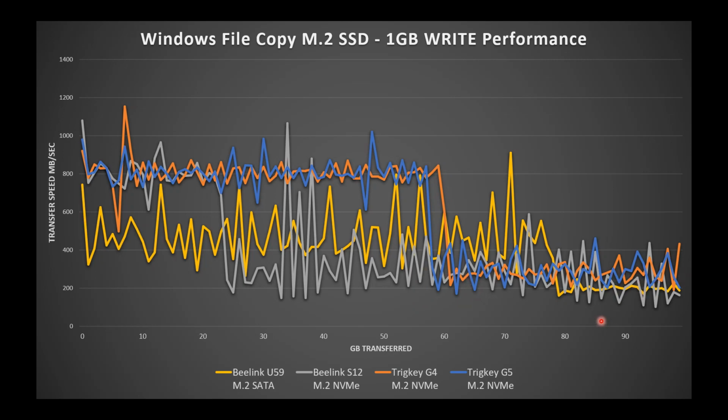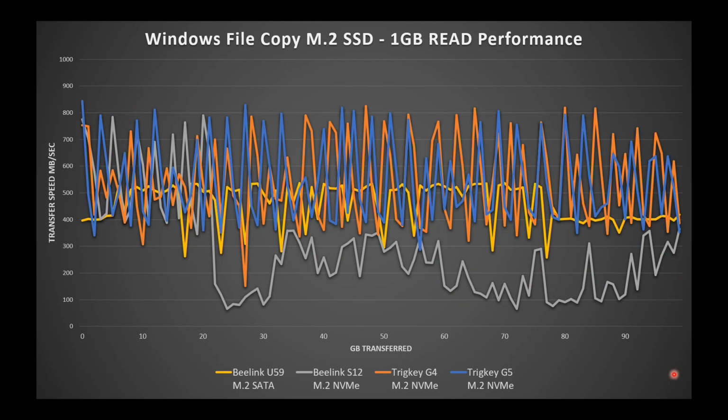And then we've got the read performance here, basically reading back those same 1 gigabyte files. The Beelink U59, the Trigkey G4, and the Trigkey G5 all tended to average, sorry this looks like a mess, but if you take the average here, and I'll show you the average chart in a second, about 500 megabytes per second. For some reason the Beelink S12 dropped in performance during the reads, and not sure why that is. I did run it a second time and had similar performance, maybe a little bit higher than this, but not by a whole lot, and it averaged maybe about 200 megabytes per second after only about 20 gigabytes being read.